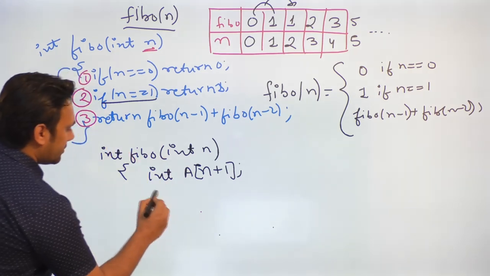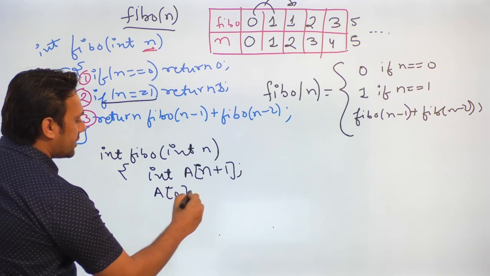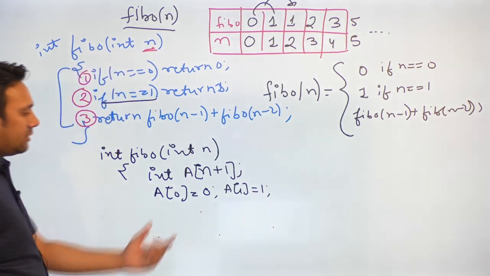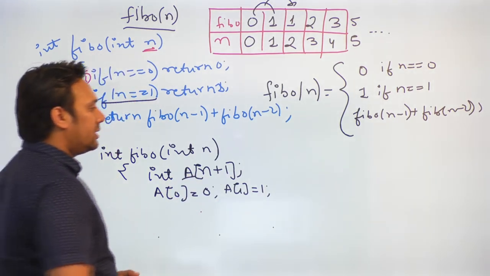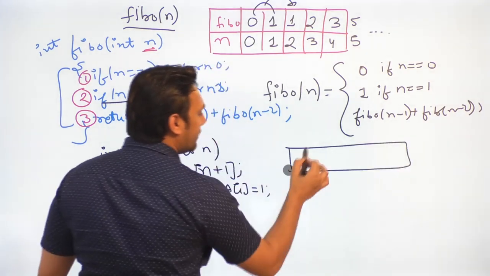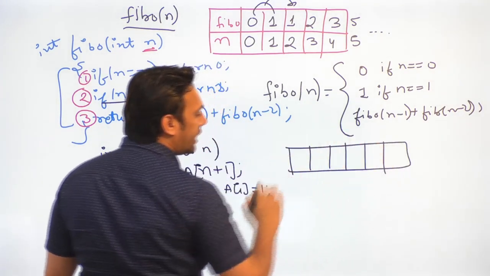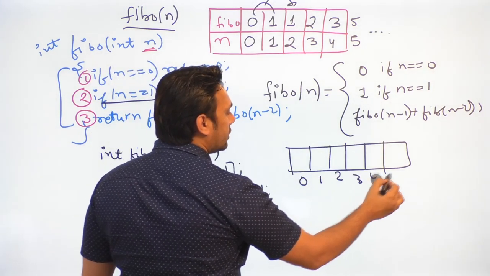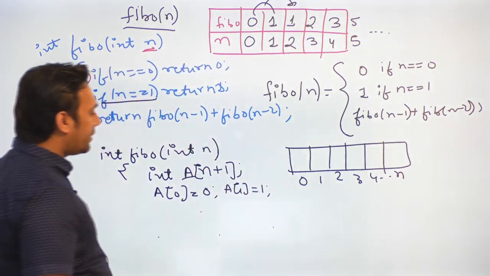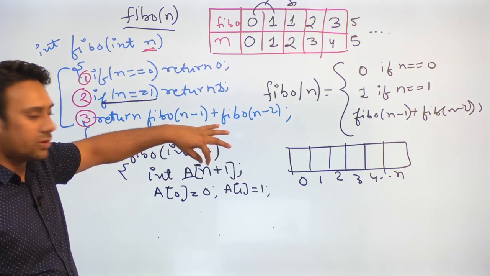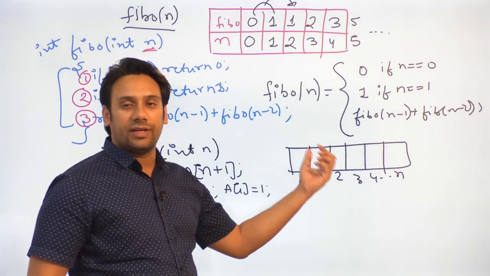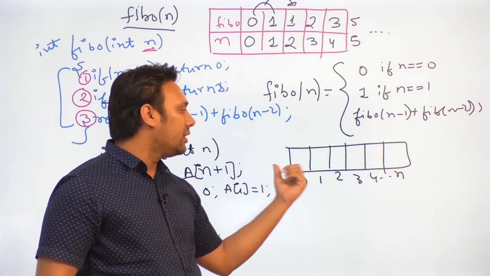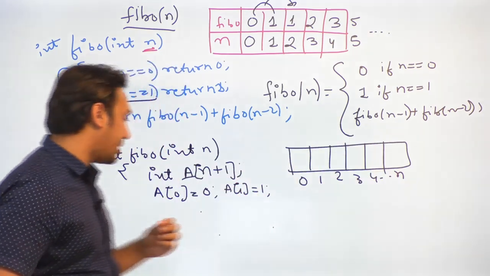Now what I'm doing here is, I'm saying a of 0 is equal to 0, and I'm doing a of 1 is equal to 1. What it means is, when I say a of n plus 1, that means I have an array, and this array is having a total of n plus 1 index locations. Index location 0, 1, 2, 3, 4, and so on up to n, right? Because I've created a of n plus 1. Array ka jo total size hai, wo index location 0 se lekar n tak exist karegi. So the total locations here is n plus 1, okay?